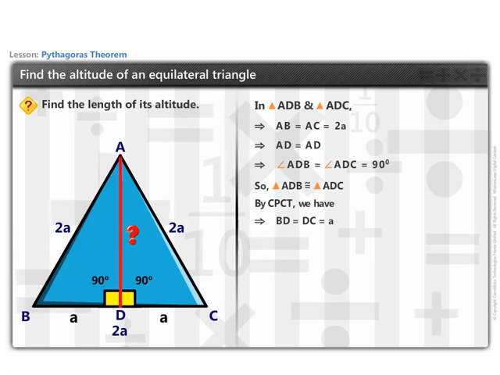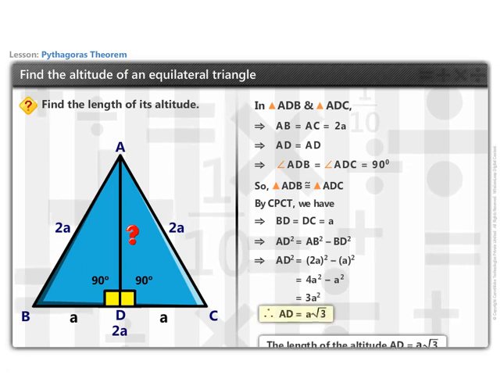Using Pythagoras Theorem, altitude AD can be written as AD square is equal to AB square minus BD square. Substituting the known values and simplifying, we get AD square is equal to (2A) whole square minus A square, that is equal to (3A) whole square. Therefore, the length of the altitude AD is equal to A root 3.